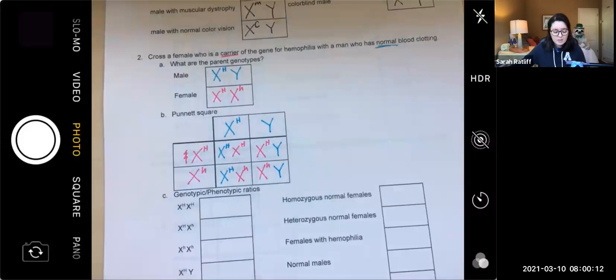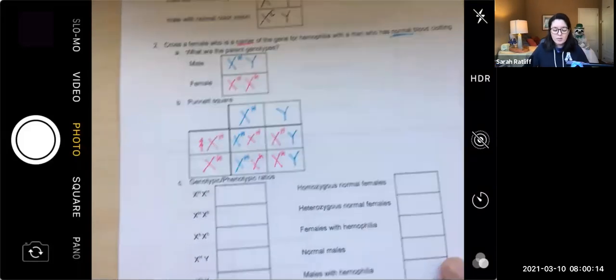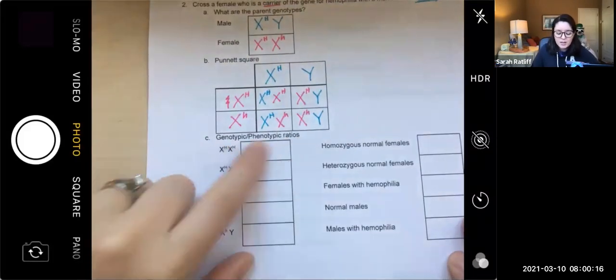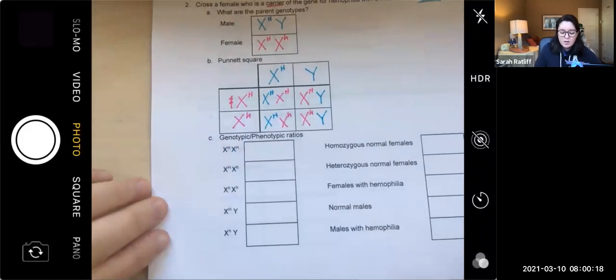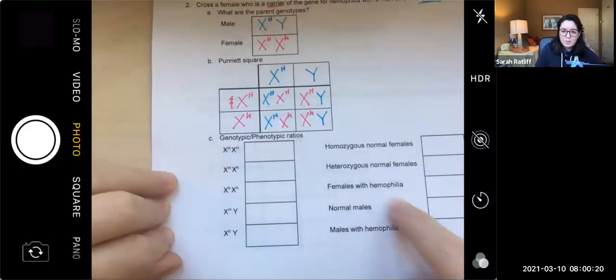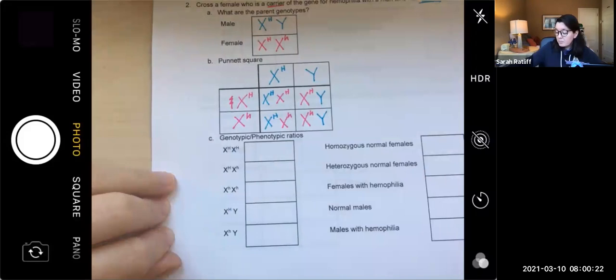Okie dokie. Now we're going to get into our ratios. So genotypic and phenotypic ratios. This side will be our genotypes, this side will be our phenotypes. So just looking really quick at our offspring here.